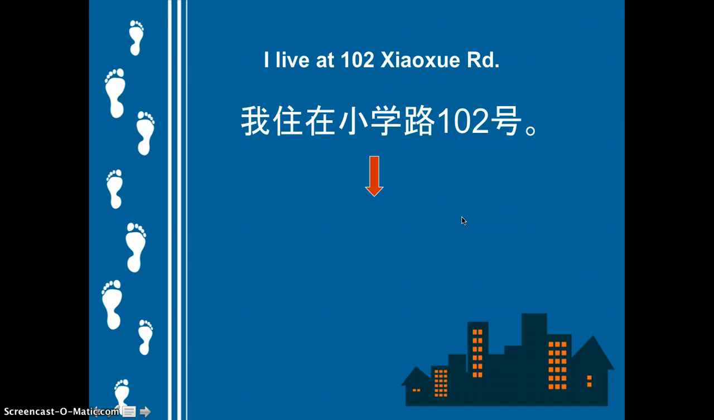Okay, now let's change it into a question. Now I live at 102 小学 Road. So how to change it into a question like where do you live? Do you still remember when we do Chinese sentences, all the questions are still in the statement order? So though it's a question, we just change the thing we're asking about into the question word.